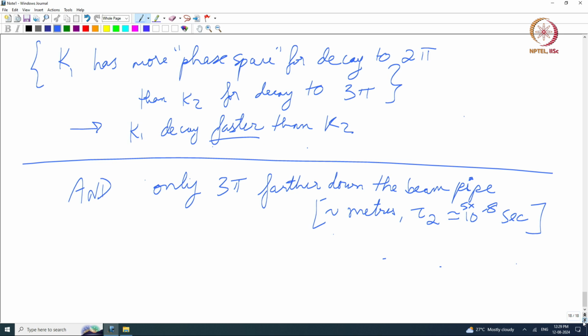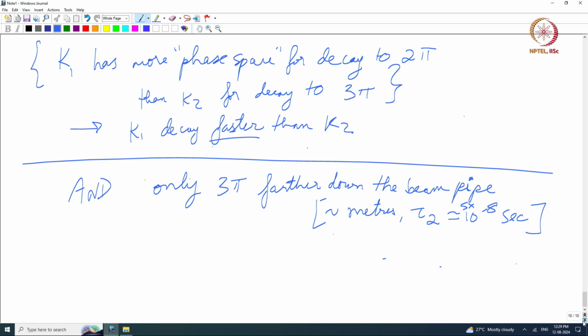So, that tells you that if CP is conserved, then you prepare a K0 beam, you will get a lot of 2 pi's, only 2 pi's. You might get some 3 pi's also, but you will get lots of 2 pi's near the beam and only 3 pi farther away from the beam, correct. Okay, very good.